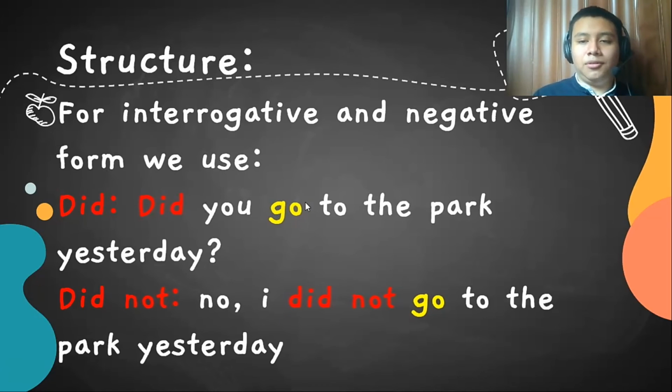For example, go, whose past form is went, does not change and stays as go. So it is not did you went to the park, it is did you go to the park yesterday. Same goes for the negative form. We use again did and simply add the negative word not. No, I did not go to the park. And same thing, the next verb does not change.